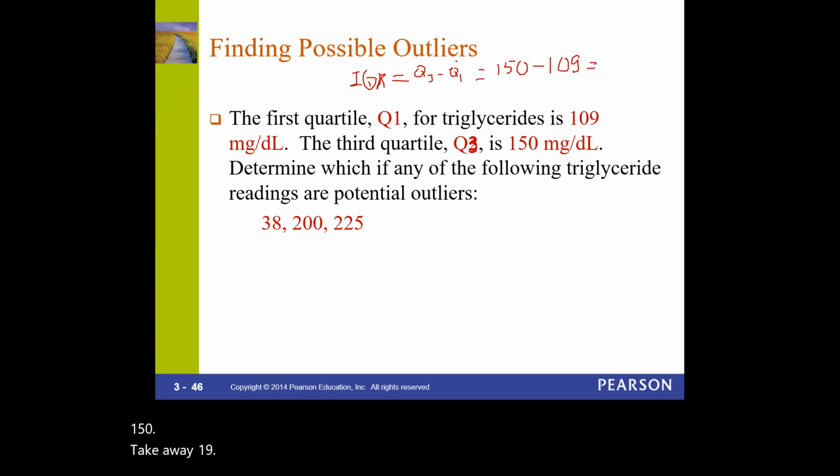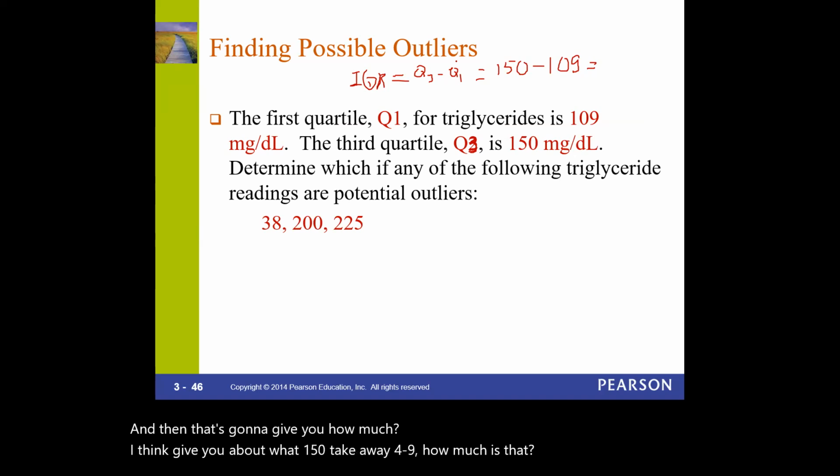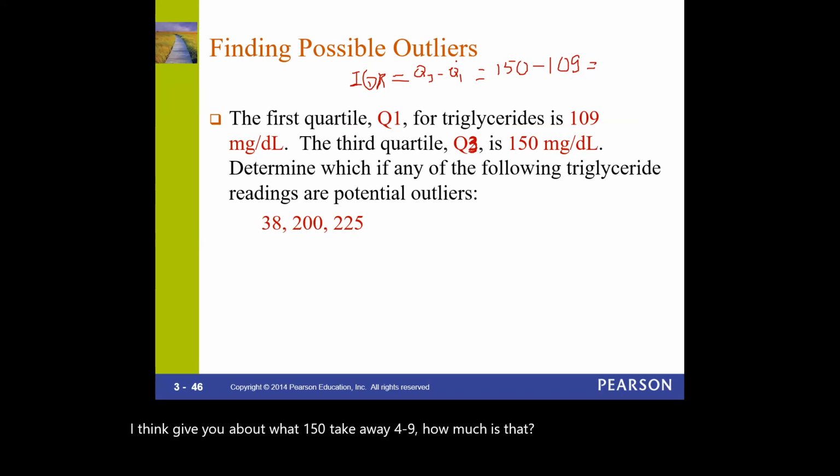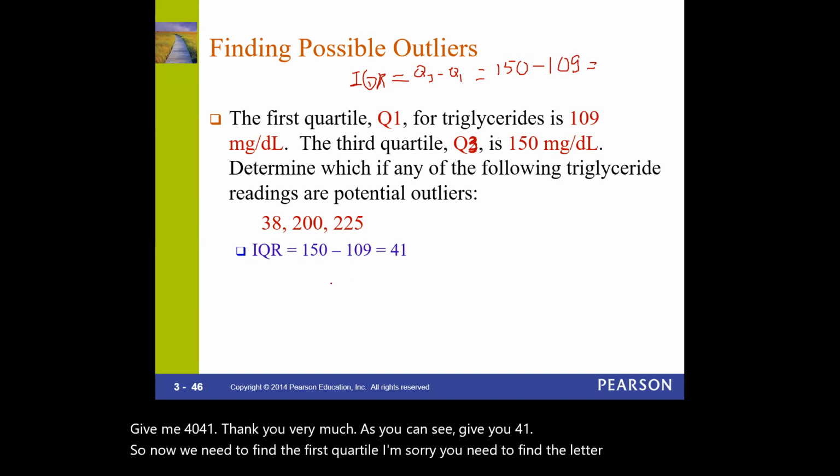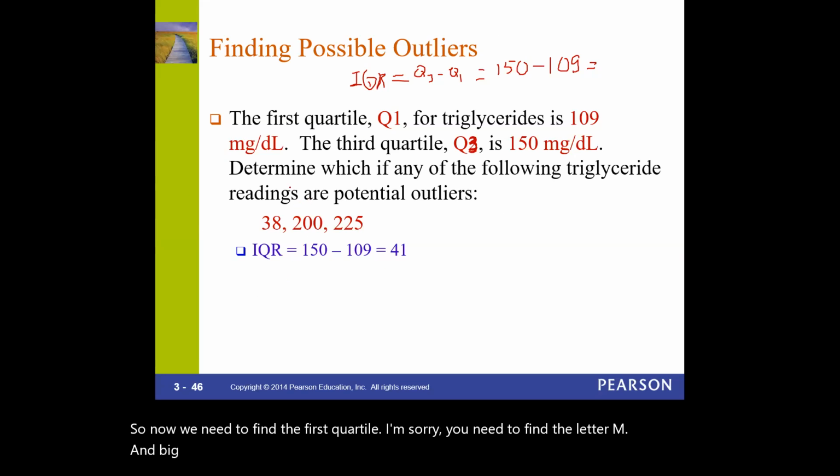And then how much is that? 150 take away 109 gives you 41. As you can see, it gives you 41. So now we need to find the minimum and the maximum, the lower and upper limits.